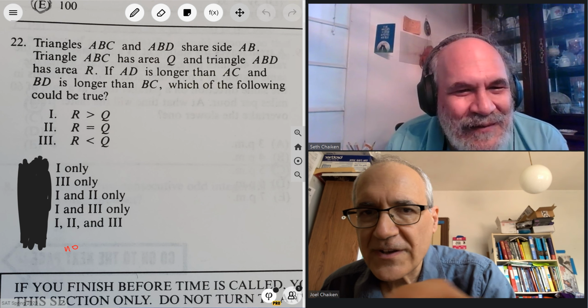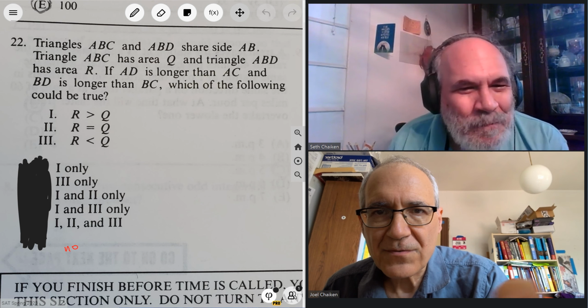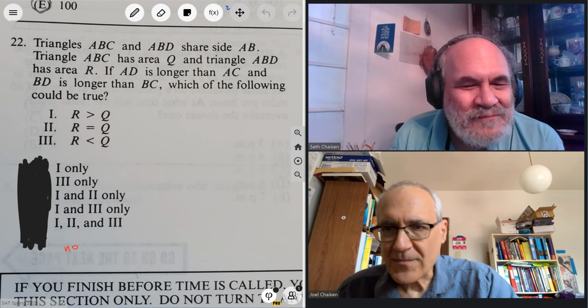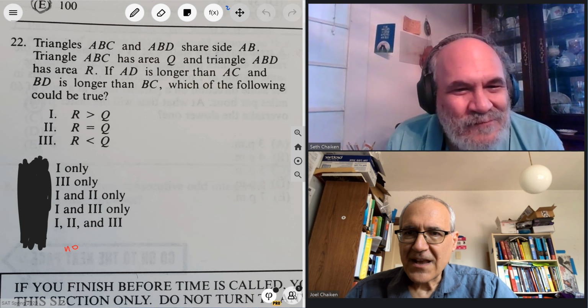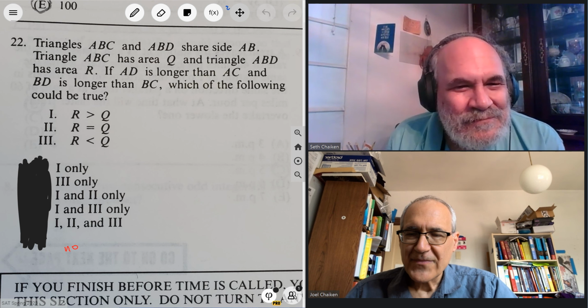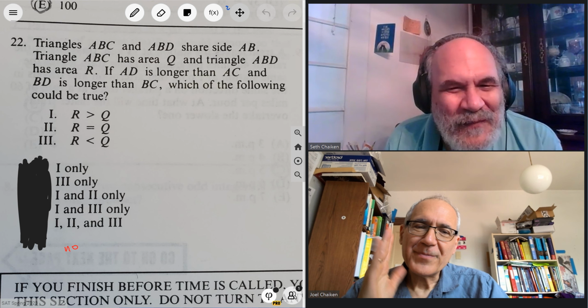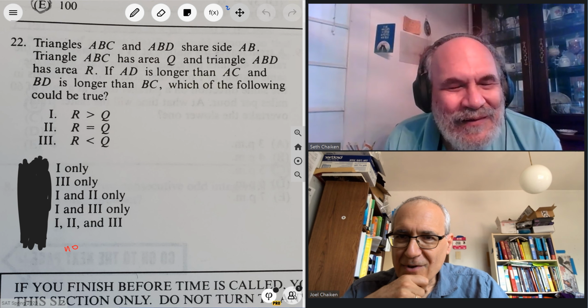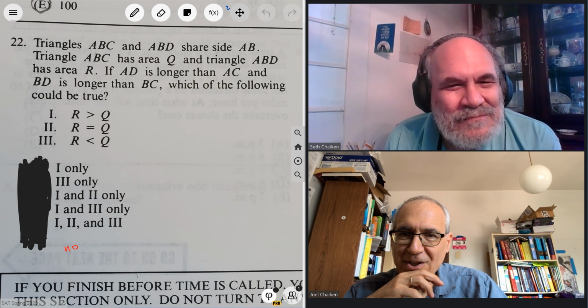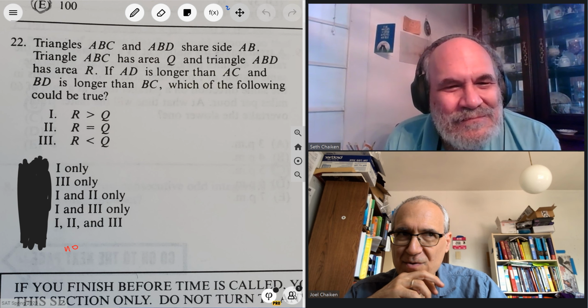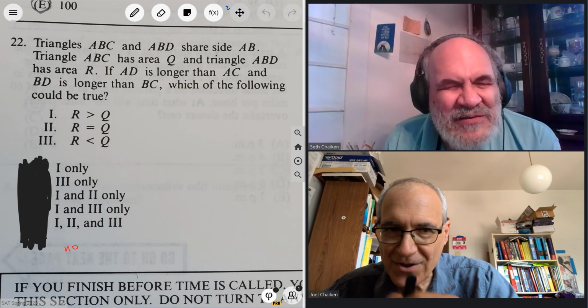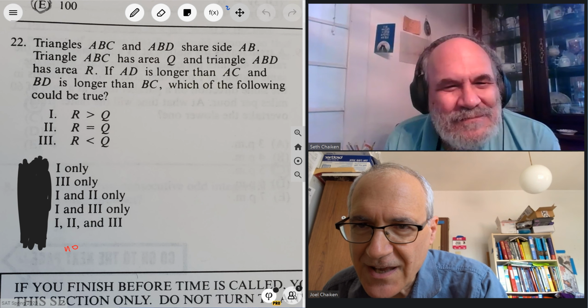Okay, so here we go, and I will annotate through Zoom. Triangles ABC and ABD share side AB. Oh, I hate geometry when they don't give you the picture. So draw the picture. I know, but I'm going to read it first. Triangle ABC has area Q and triangle ABD has area R. If AD is longer than AC and BD is longer than BC, which of the following could be true? Right, so this uses the triangle inequality. Anyway, let me see. Okay, ABC. So let's just draw a regular vanilla triangle.